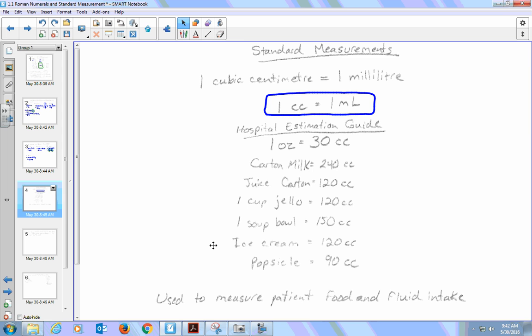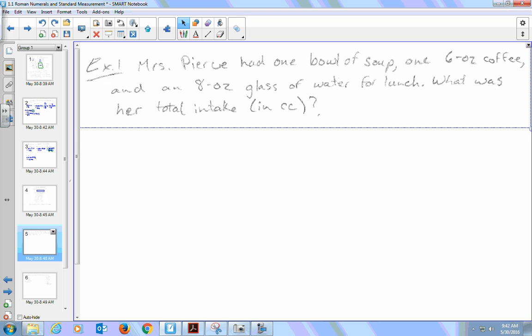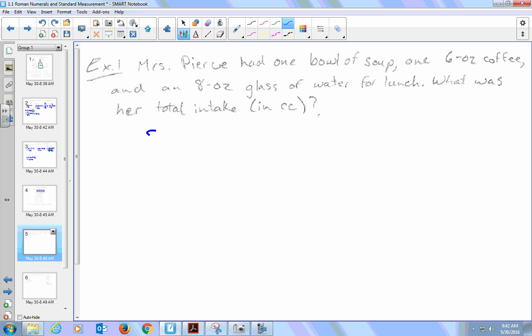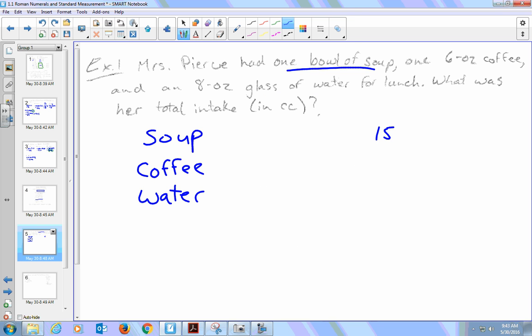Okay. So Mrs. Pierce had 1 bowl of soup, 1 6-ounce coffee, and an 8-ounce glass of water for lunch. What was her total intake in cc's? So she had soup, she had coffee, and she had water. Okay. Now for the soup, she had 1 bowl of soup. So go back to our chart. 1 bowl of soup is 150 cc's. So we'll just write that down over here, give us some space.